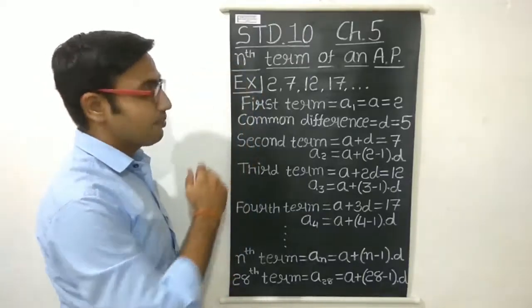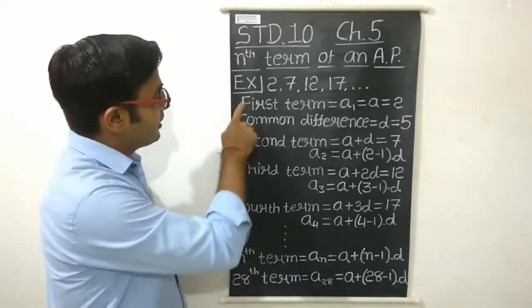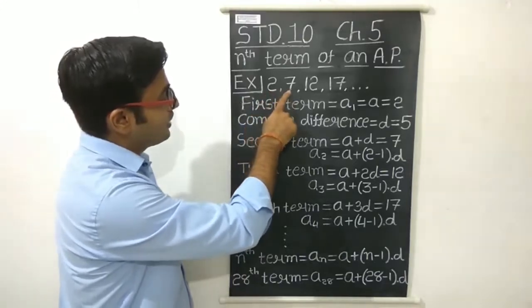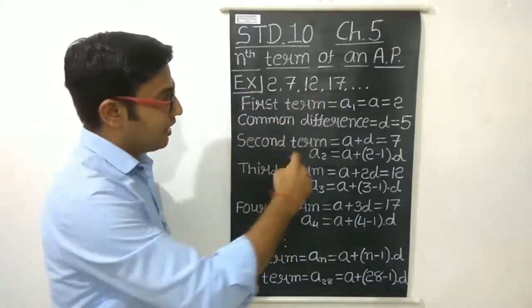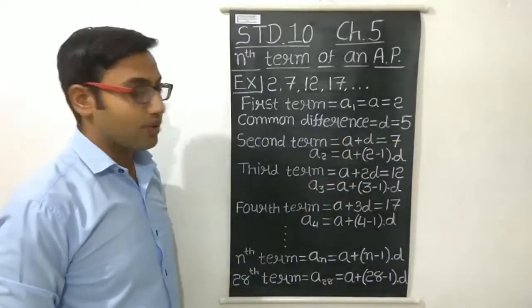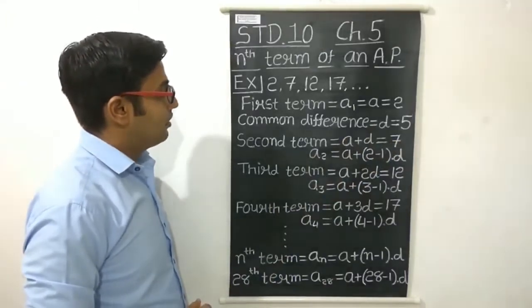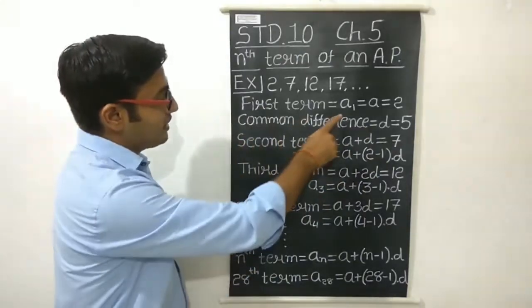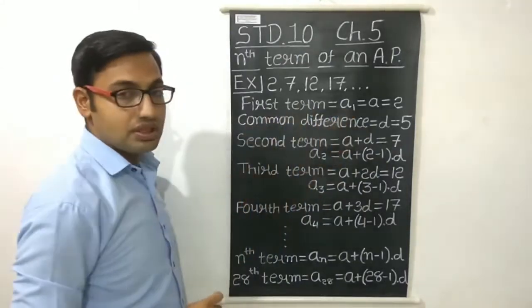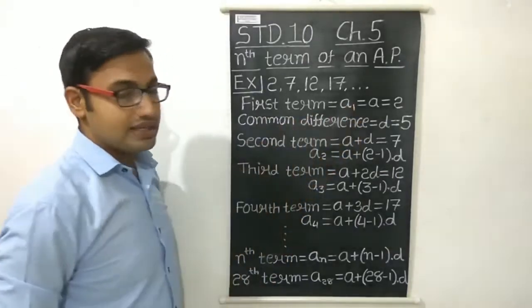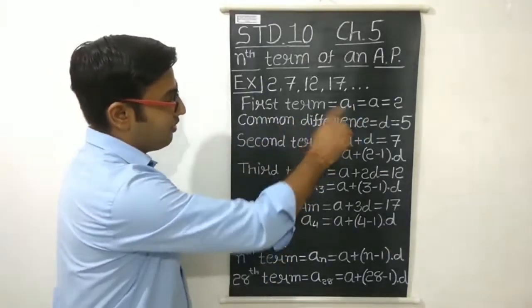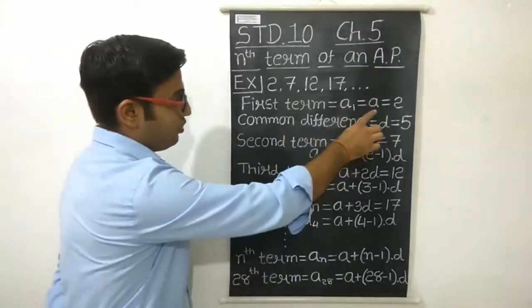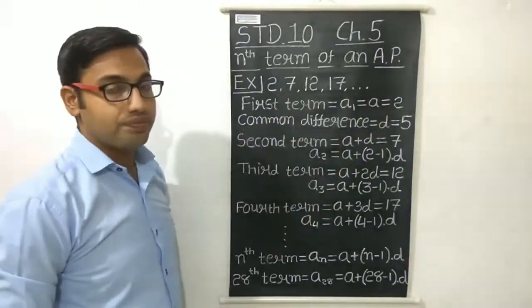So let's take an example of an AP. Let's suppose that this AP is like this. The first term is 2, then 7, 12, 17, and then it continues in this way. What is the first term for this AP? The first term, we will say it as A1. We use 1 as a subscript. So A1, we can also say it as a in general form. That value is 2.